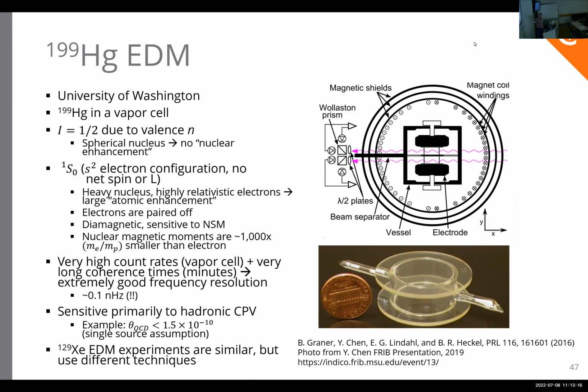Of course, this is using the single source assumption. Remember that these atoms and molecules are always sensitive to some combination of different things. This is the limit you get if you assume that all of the CP violation was coming from just this and nothing else. So it's a little more complicated than that, but this is the scale of hadronic physics that this experiment is probing. There are also 2 experiments with xenon, which are similar in many respects. It's a closed shell, gas phase, spin-half nucleus. The experimental techniques they use are very different, but a lot of the important features of the atom are very similar.